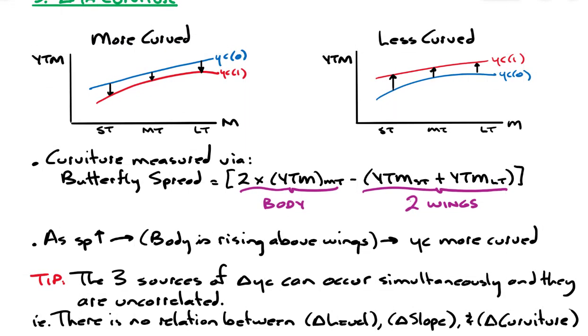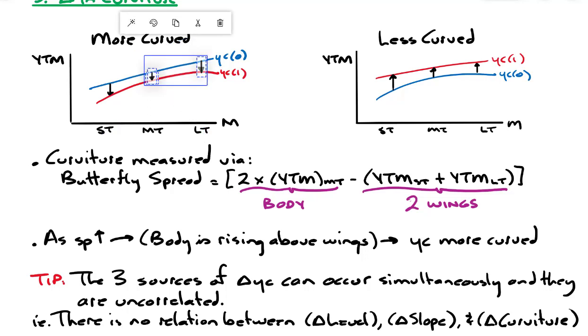And the way we find that is by taking 2 times the yield to maturity of the middle. So right here, that's 2 times. And we subtract the sum of the short-term yield and the long-term yield. Why the 2 times? Well, aren't you kind of ganging up on the middle, right? Because you're sort of putting the short end and the long end together. By the way, these make up the wings, right? Because they're at either end. So you got 2 components on the wings.